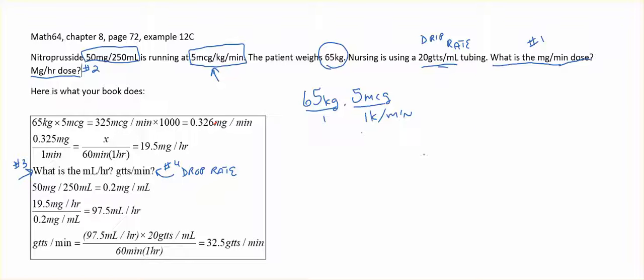Okay, this is wanting micrograms per minute, and so far what I have are the kilograms dropping off and giving me micrograms per minute, but I want milligrams, so I'm going to include a conversion going from micrograms to milligrams. Well, what is that? 1 milligram is equal to 1,000 micrograms. So now I'm going to multiply 65 times 5 and divide that by 1,000. And I end up with, let me make sure I have this right, 0.325.